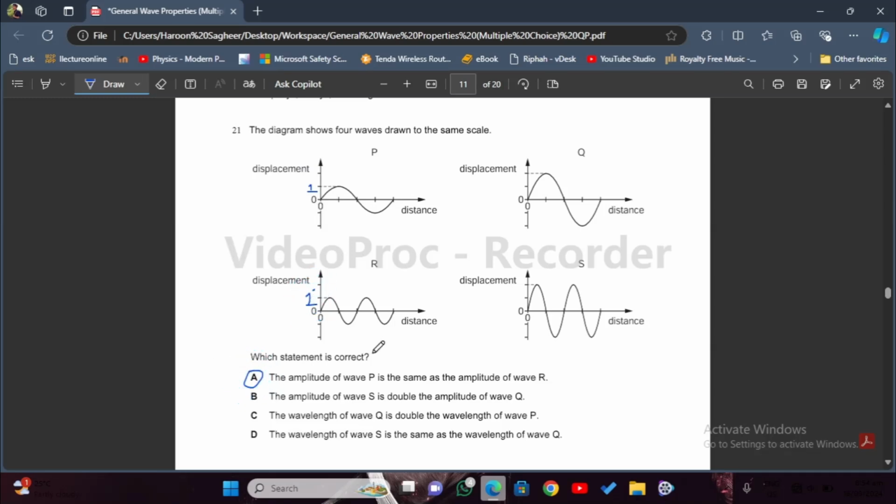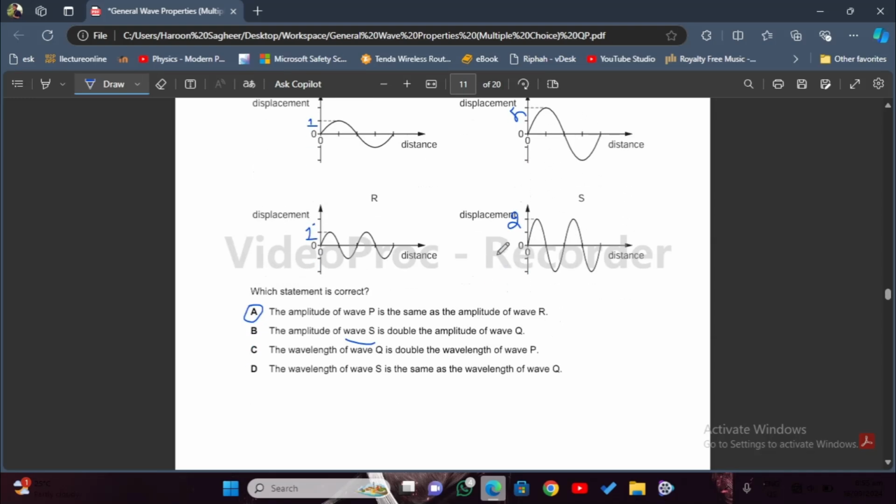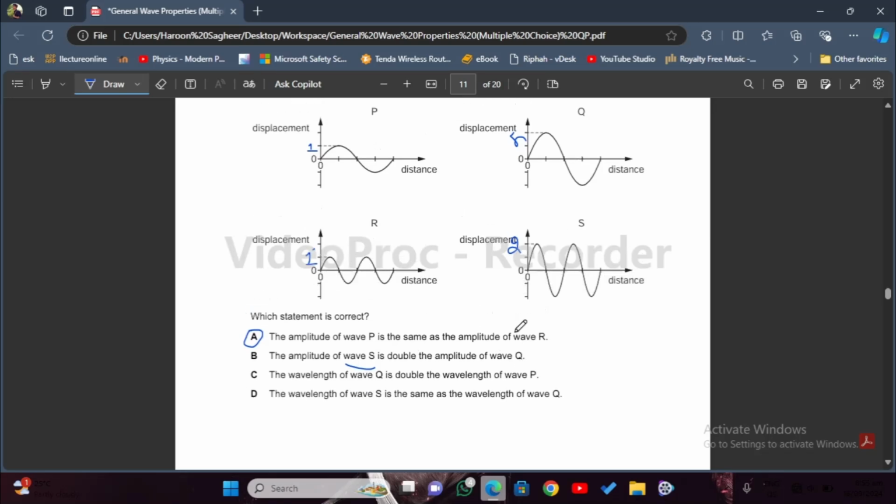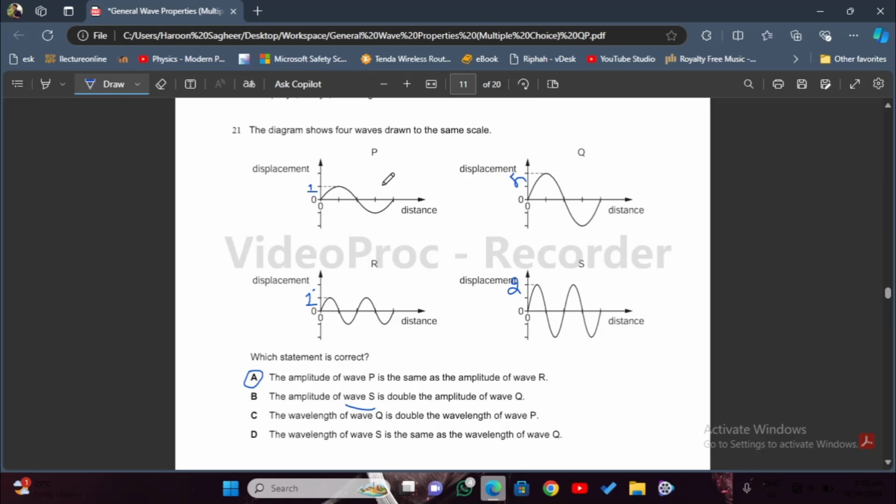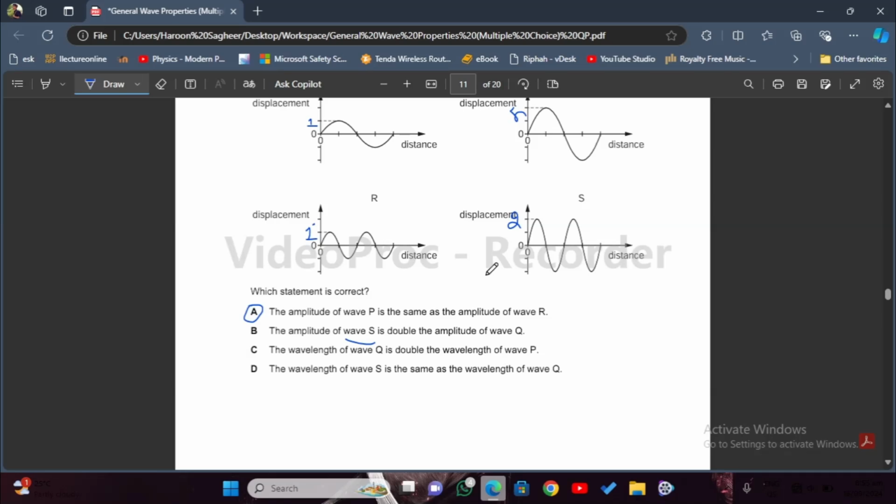Let's see why all the others are not correct. The amplitude of wave S is double the amplitude of wave Q. Now Q and S have the same amplitude, it's not double. So both have the amplitude of 2 meters, or whatever unit you like to take. The wavelength of wave Q is double the wavelength of wave P, right? P and Q. Let's see the wavelength. Now the question is talking about wavelength, and wavelength is not even given in the case of P and Q, because wavelength is only given in the case of R and S. If you remember, do scroll back the video, you'll see what a wavelength is.